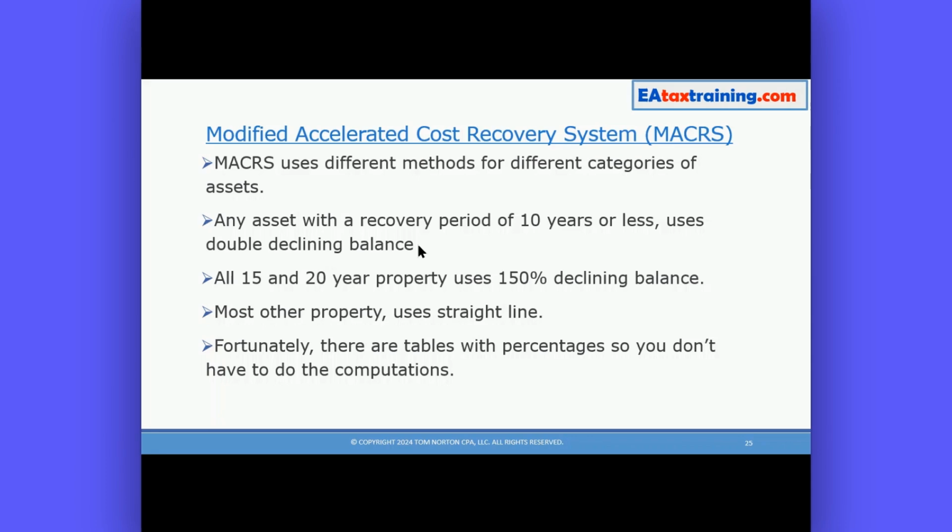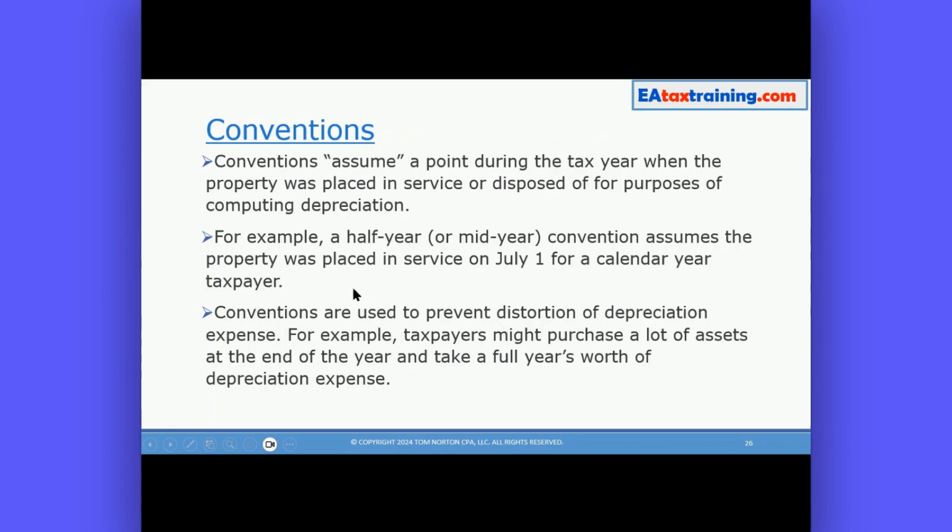It uses the 150% declining balance. And then most other properties, so the longer lived assets, will use straight line. The good news is, remember I said you weren't going to have to compute it. There are tables with percentages, so you don't have to do the computations. And so we will look at a couple of those tables today just to give you an idea of what they look like. But first, we need to next talk about the convention.